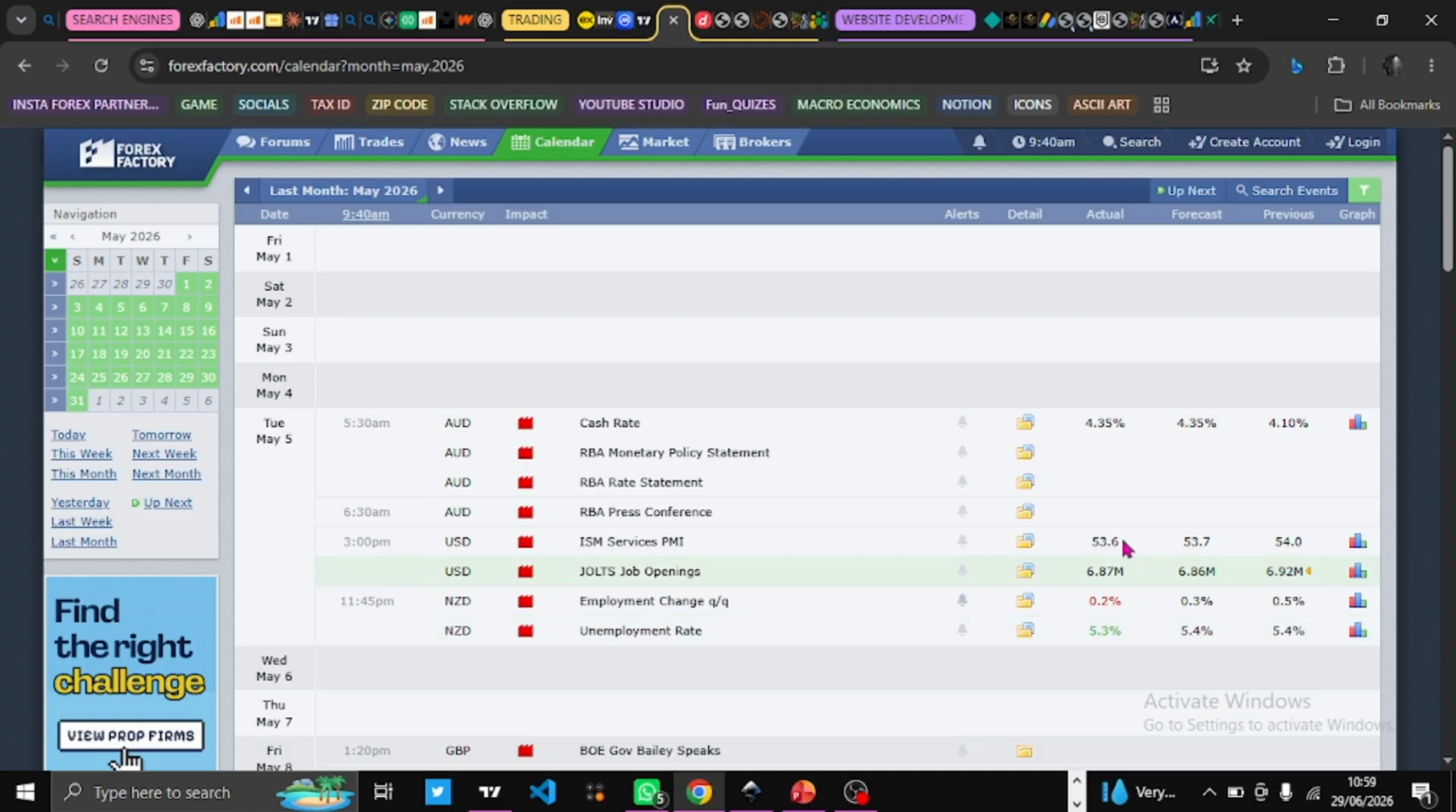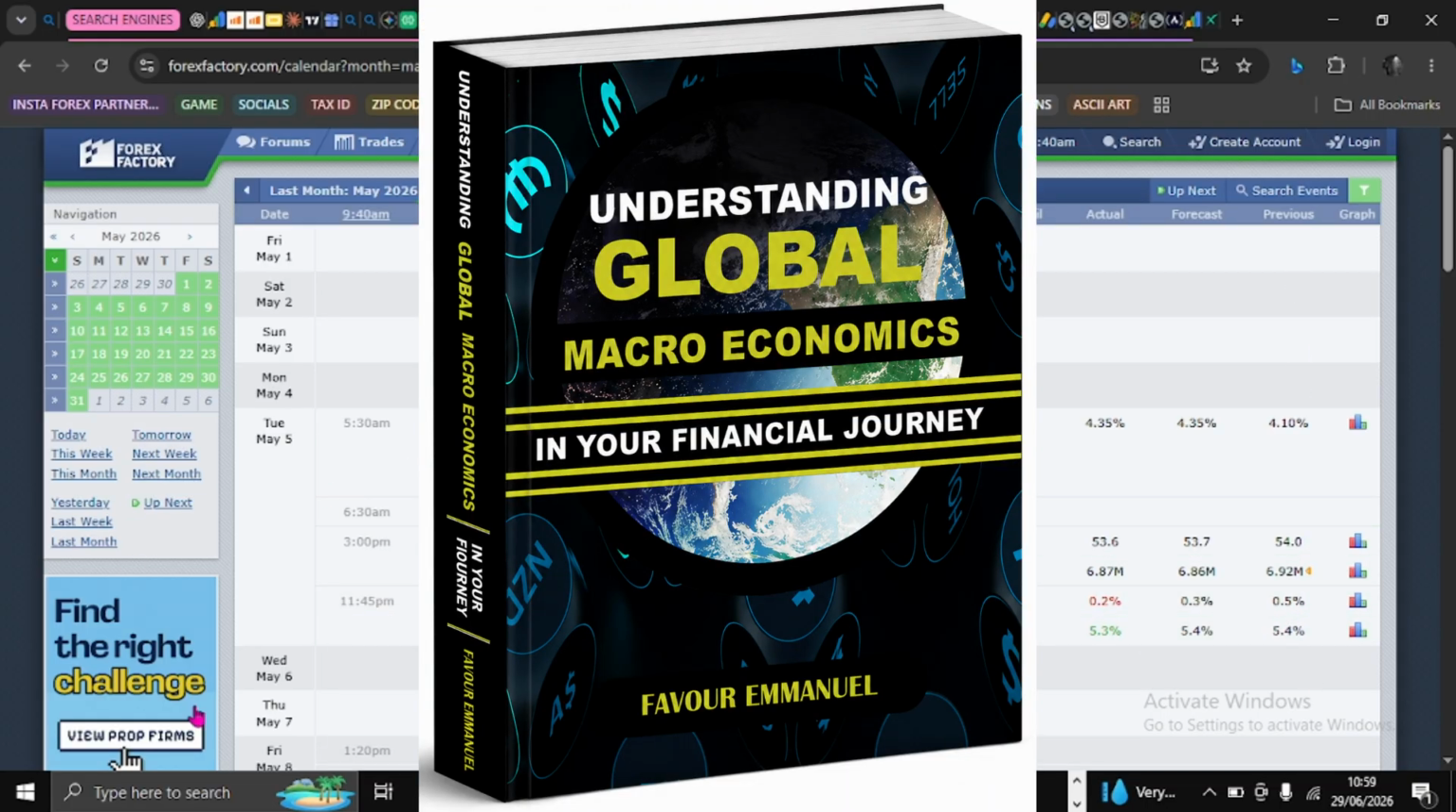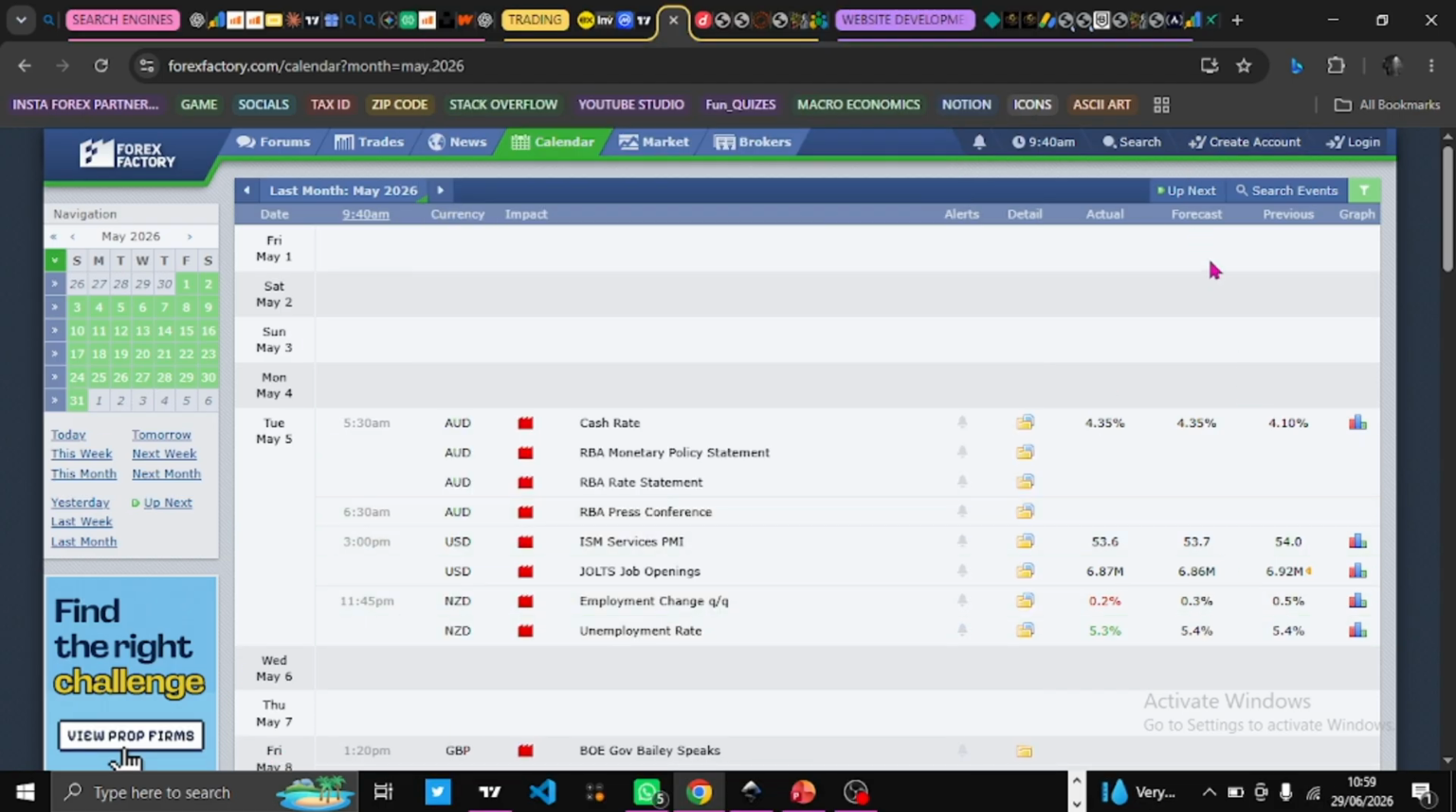Yes, now when the actual came out, it came out at 5.3%. As long as it was below 5.4%, it should be good for NZD, because when unemployment rate is low, it's signaling a strong economy. Then it came out 5.3%, below this very forecast, so it should make NZD very strong. Remember, most people are like, since it came out below the previous one. No, whenever you are reading this news, always use whether it came out below or above forecast. Stop using previous, always use forecast.